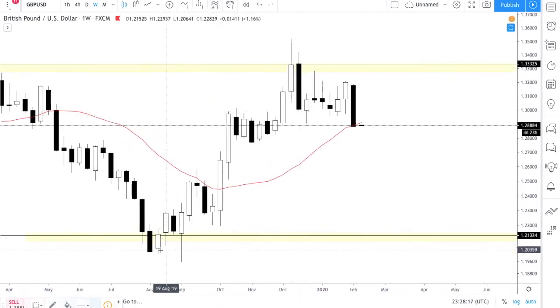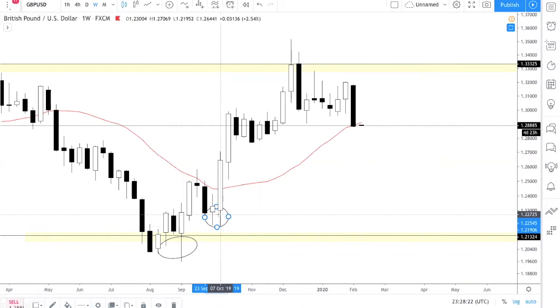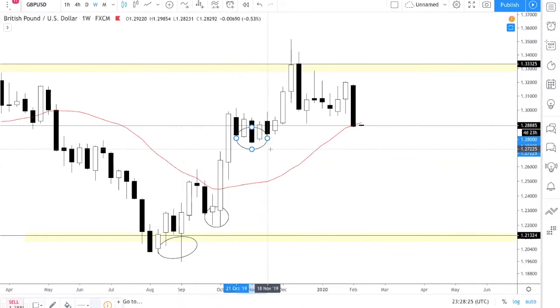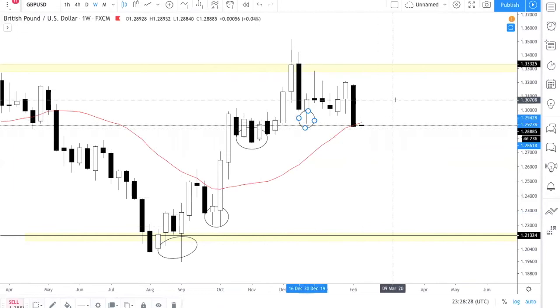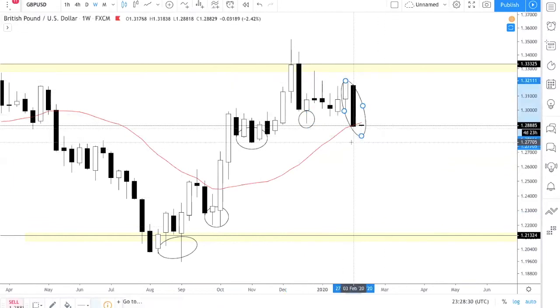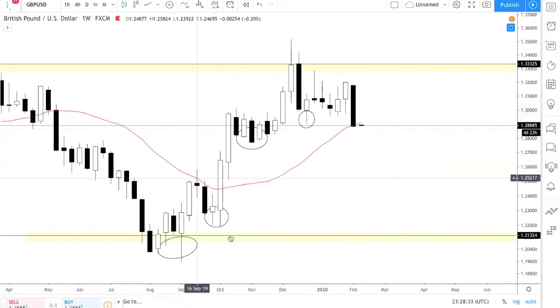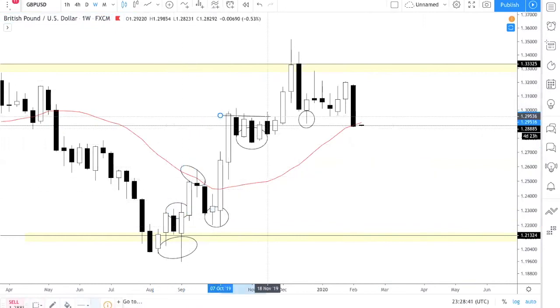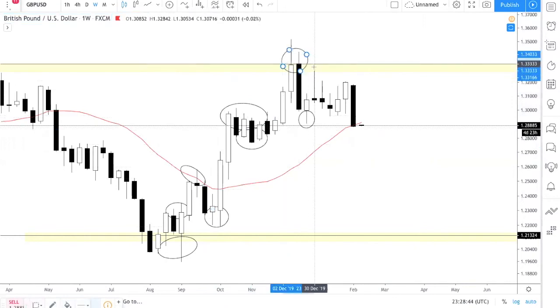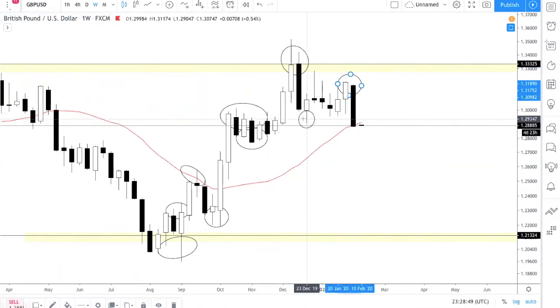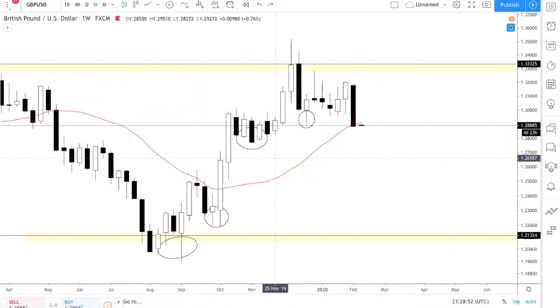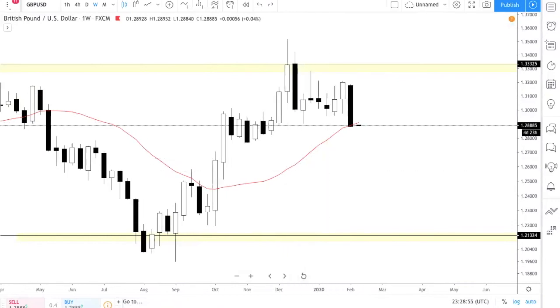Starting from the bottom, you see we're creating higher lows, higher lows, higher lows, and then the last week you guys can see the strong engulfing candle. Let's see, starting from here, higher high, higher high, higher high, but wait, we failed to make a new high. We broke through this old low. So it's looking like bears are trying to gain control of this market.